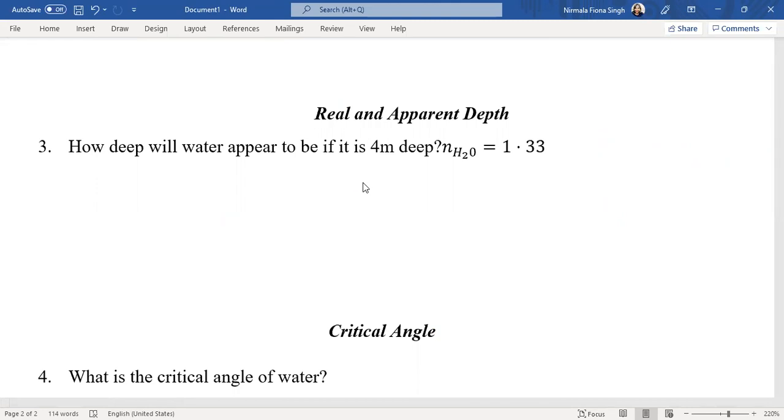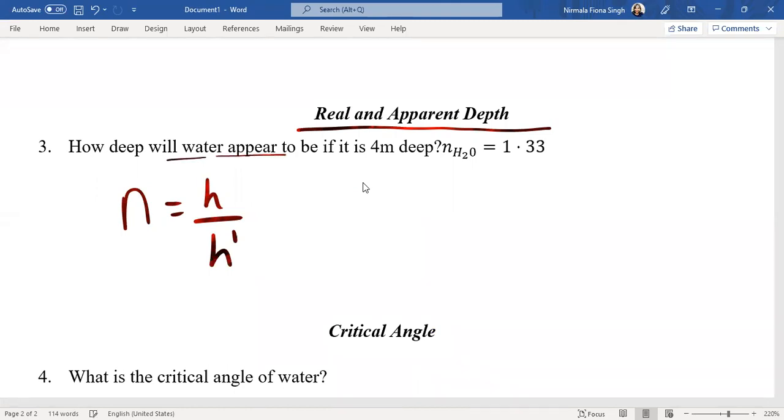And our equation for real and apparent depth, because that's the topic we are looking at here, n is equal to h upon h prime, where h is our real depth, h prime is our apparent depth. Now they're asking us to find how deep the water will appear to be. So let's write down our values. We know n is 1.33. We know that h is 4 and h prime is what we do not know, right? It makes it really nice and easy just to jot down your values at the top or the side of your working, because this is what you need to have when you're doing your question.